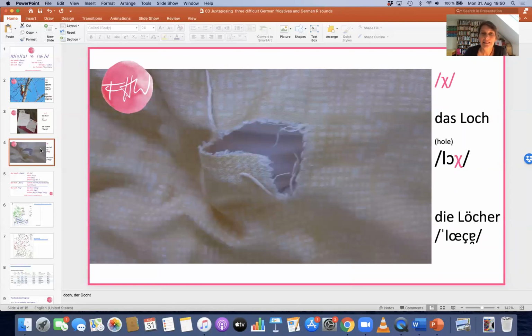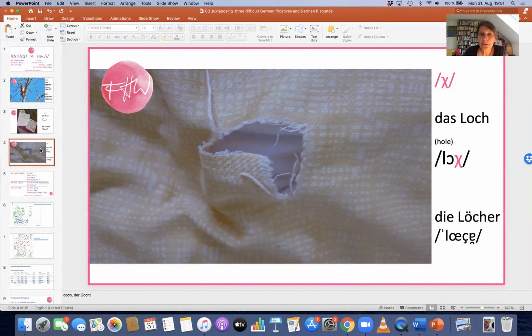Now the word Loch, we actually have a pre-uvular or a velar fricative, a pre-uvular fricative basically. The uvula is the little bitty thing that's attached to the velum. Buch and Loch.